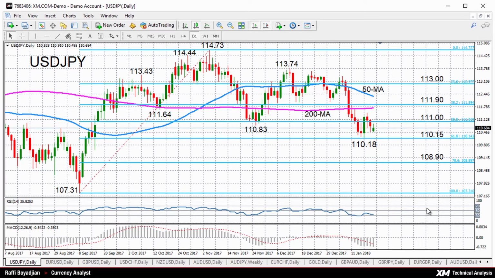Today we're going to be looking at the dollar yen, the euro dollar, the pound dollar, and the dollar franc pairs. Let's begin first with dollar yen.